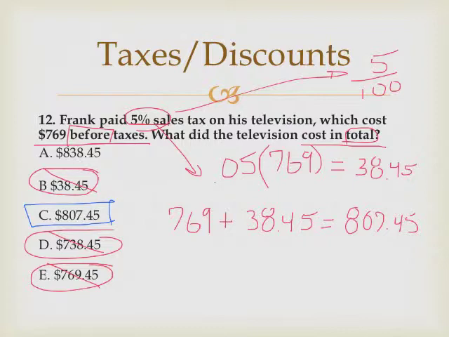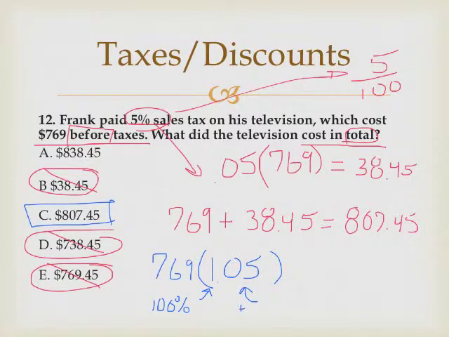Another way to get to that, instead of multiplying by 0.05, is to take 769 and multiply it by 1.05. What the 1 does is represent, as a fraction, 100%, because you're paying 100% of the original price plus the 5% of sales tax. So you can cut out the middleman and multiply by 1.05 when you're calculating 5% sales tax.